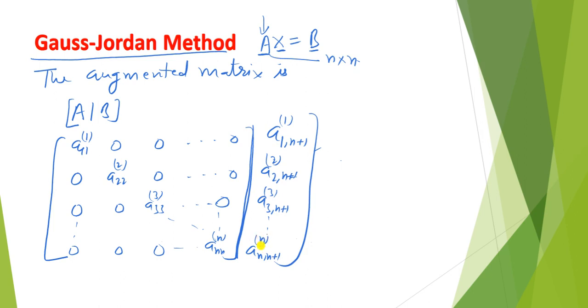Then the values of the unknown variables are computed by the formula xi = ai,n+1 divided by aii. Here i = 1, 2, 3, 4 up to n. That is, when we put i = 1, we obtain x1. Put i = 2, then we obtain x2, and so on. So here I will explain this method with the help of a numerical problem.